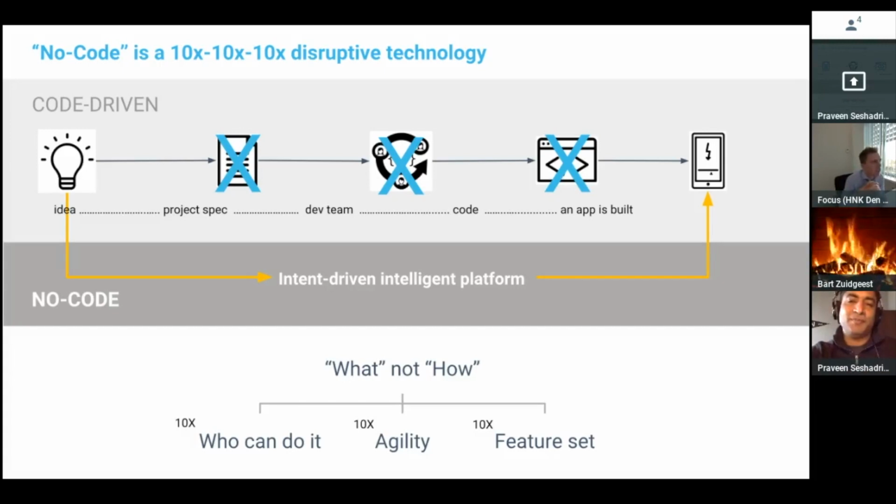Yeah, but that sounds like a salesperson, Praveen. I mean, what does it mean? What kind of features are there in this app? If I look at this picture, it sounds like it's not magic.